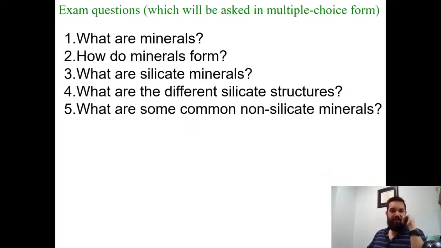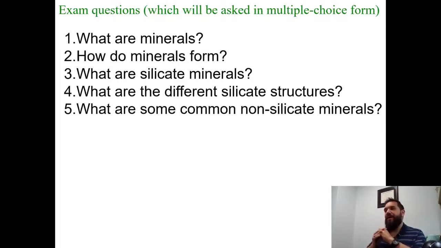So here's some good examples of exam questions. You can kind of test yourself. What is a mineral? Make sure you know the 5 criteria that define a mineral. How do minerals form? Make sure you know the 5 ways that minerals form, right? That's freezing from a gas, growth at high pressure, biomineralization or mineralization, precipitation from a fluid or evaporation, and crystallization. Okay. What are silicate minerals? Just minerals that contain the silicate tetrahedra, that's all.